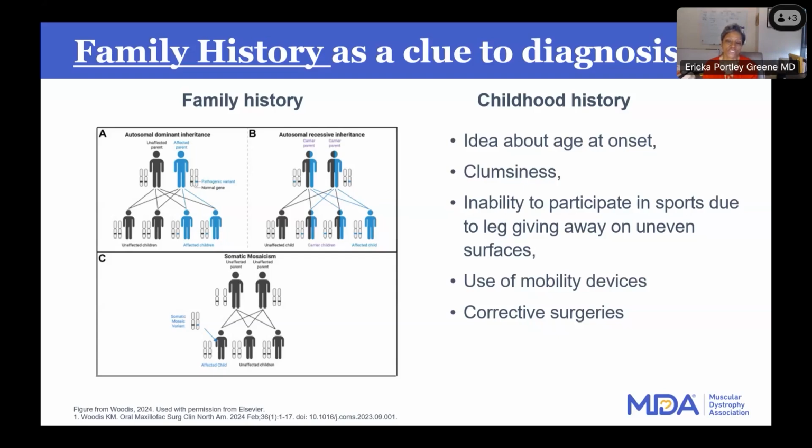Things like that. Did you use devices or braces? Did you have corrective surgeries? We don't see as many corrective surgeries, but in the past, we've met adults who had their ankles fixed, because that's what you did for kids with foot drop many years ago. So that's a sign as well.